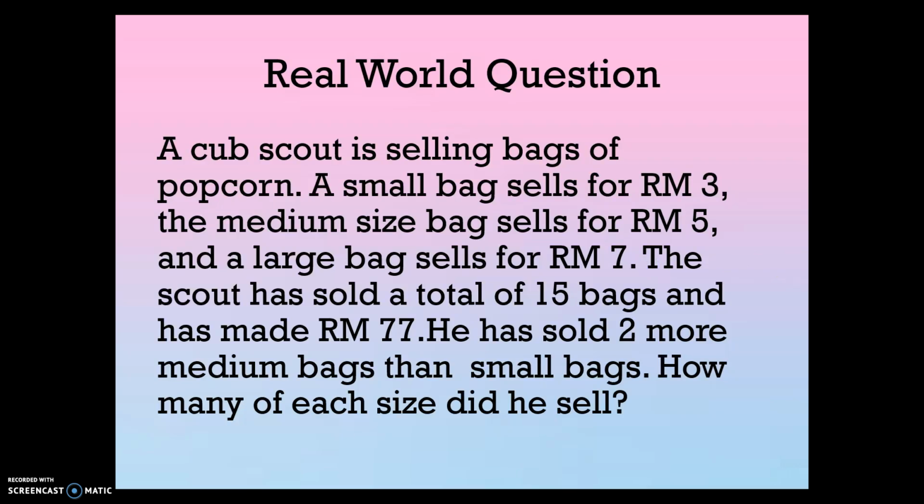So now we are looking at a real world question. A store is selling bags of popcorn. There are three types of bags: the small bag sells for 3 ringgit, the medium-sized bag sells for 5 ringgit, and the large bag sells for 7 ringgit. The store has sold a total of 15 bags and made 77 ringgit. He has sold 2 more medium bags than small bags. How many of each size did he sell?